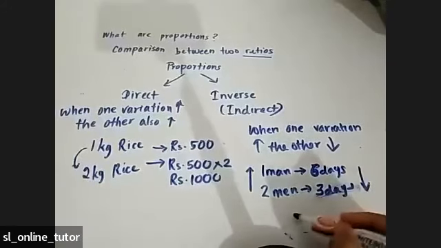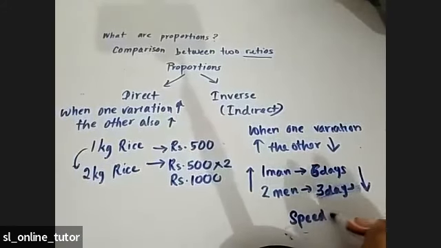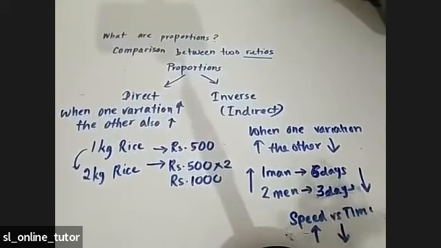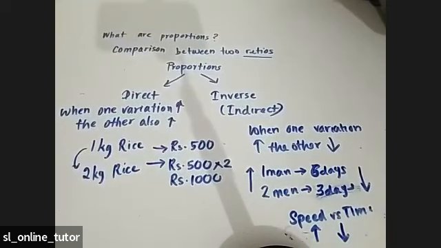So we can write down speed versus time. When speed increases, time decreases. This is also inverse proportion. But basically, in this lesson, we are discussing most of the questions related to man days.